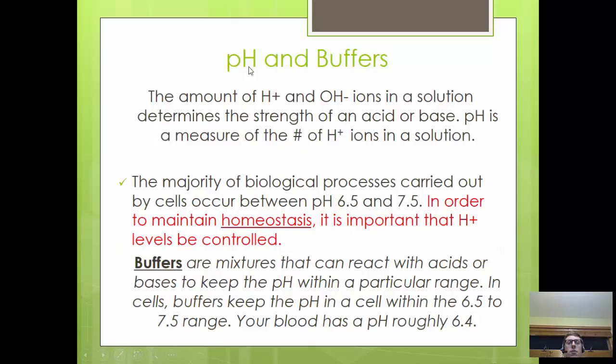And so buffers are important because one thing that all living things do is try to maintain homeostasis. Since we know the more H plus you have, the more acidic it is, and the more OH minus, the more basic it is, we want these to stay nice and balanced in the body. That needs to be controlled. And so buffers are mixtures that react with acids or bases to keep the pH in a particular range. Cells have buffers in them that keep the pH within 6.5 to 7.5. Blood is actually a little lower at 6.4, but it has buffers in it as well to keep it there.